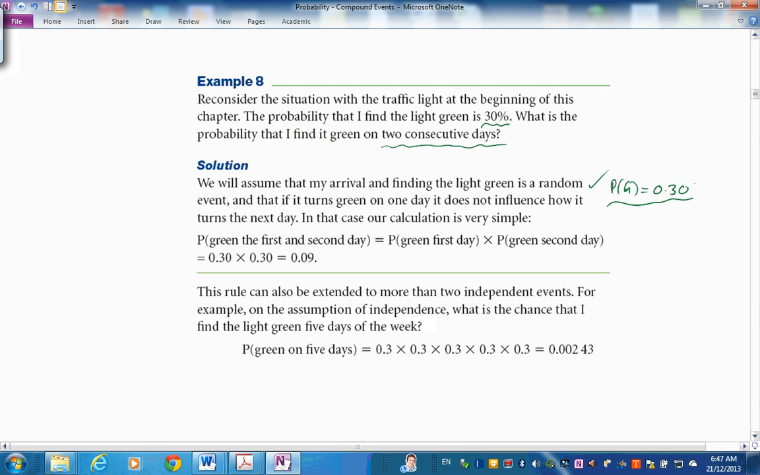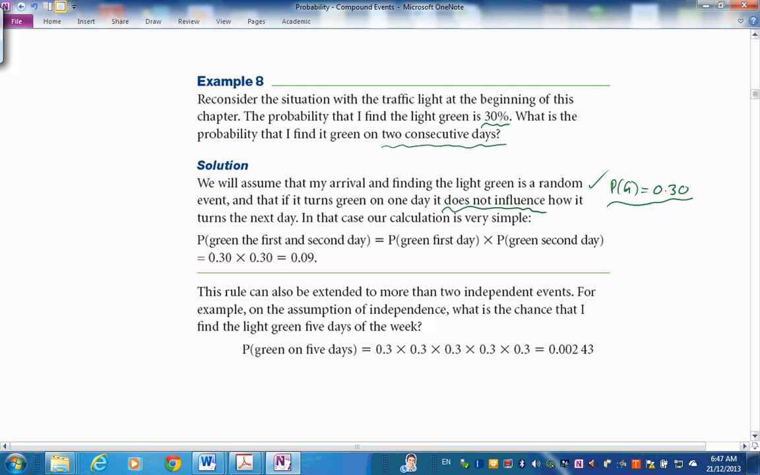If it turns green on one day, it does not influence turning green on the next day. Okay, so they're independent, we're saying. That may not be true. They might have some timing device for peak hours and so on. But anyway, we're going to say that the two are independent.